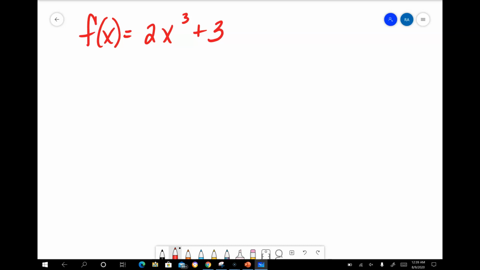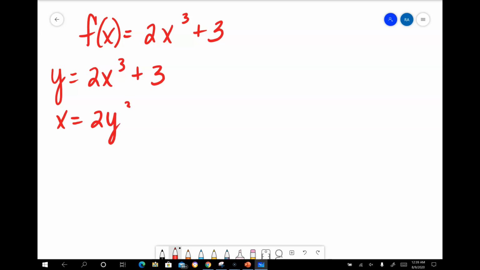I hope you're joining us back from trying this problem on your own, and now see if you got it right. So we've got y equals 2x cubed plus 3. Switch your x and y's. Now let's solve.